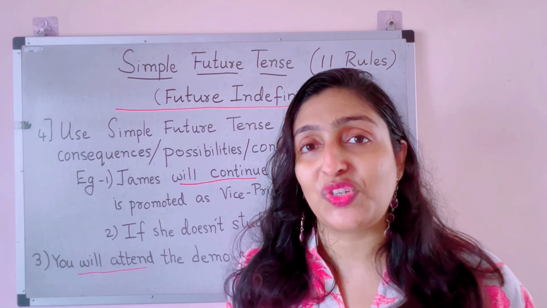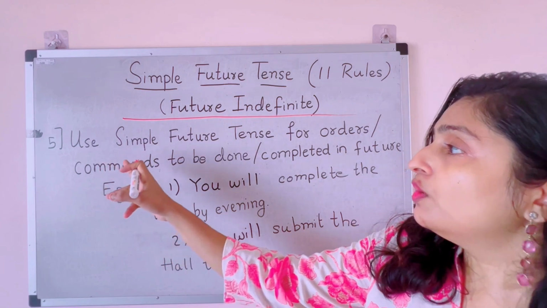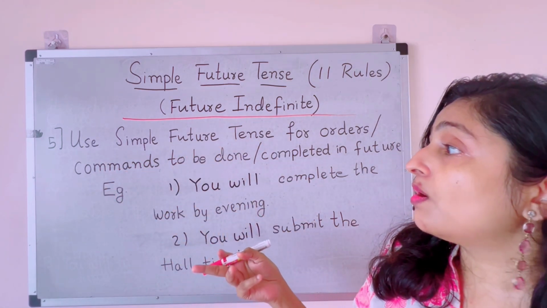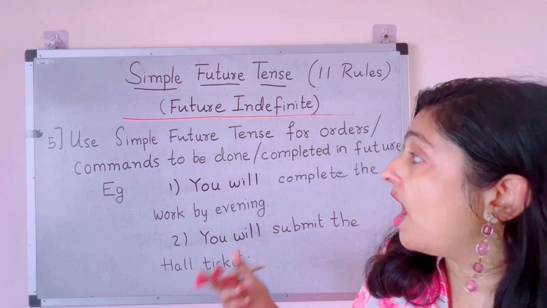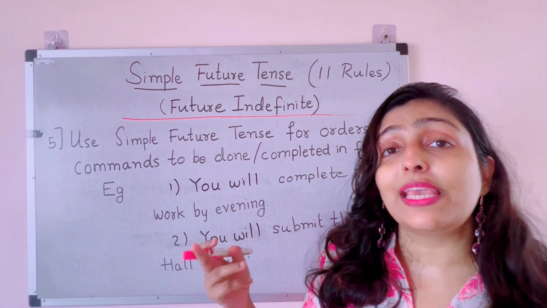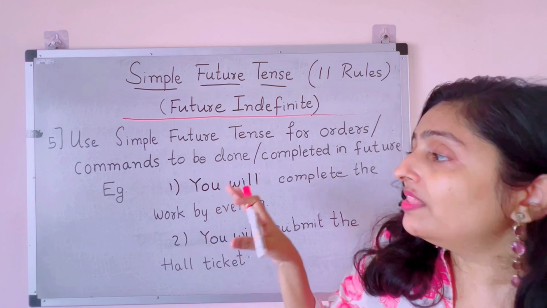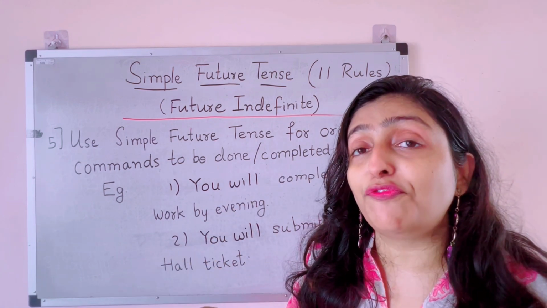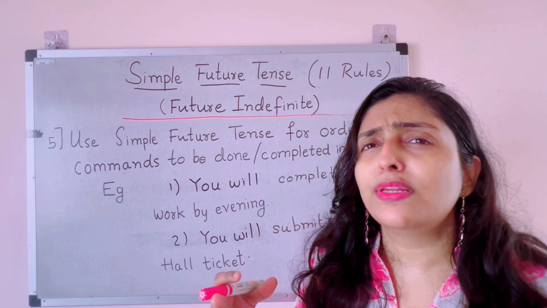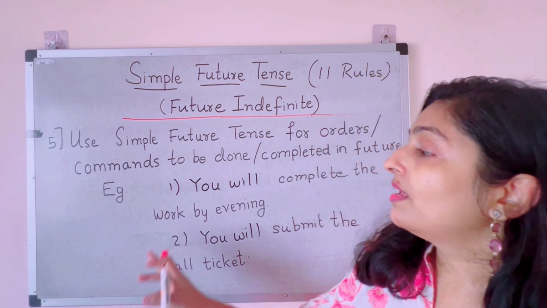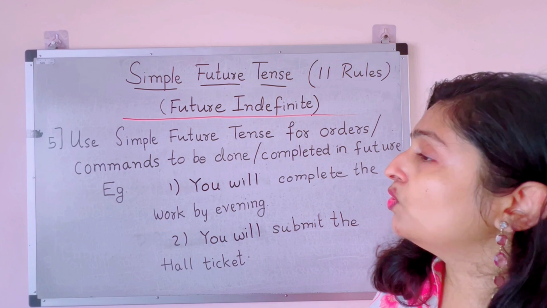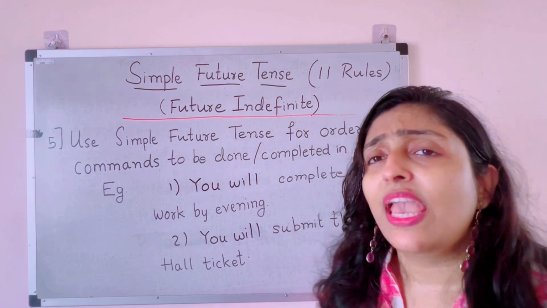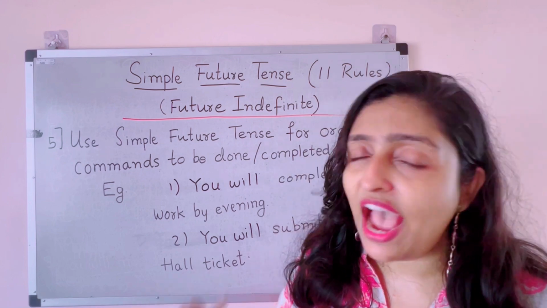Moving on to the next rule. Rule number 5, use simple future tense for orders or commands to be done or completed in the future. Okay, these examples would have a threatening and a little bit alarming tone. Like, look at the first example. You will complete the work by tomorrow. So you don't have any freedom of choice. You will have to do it.